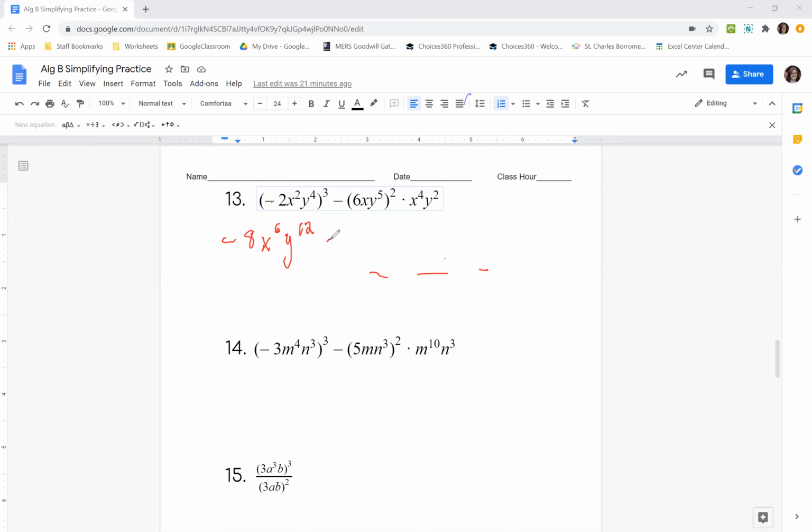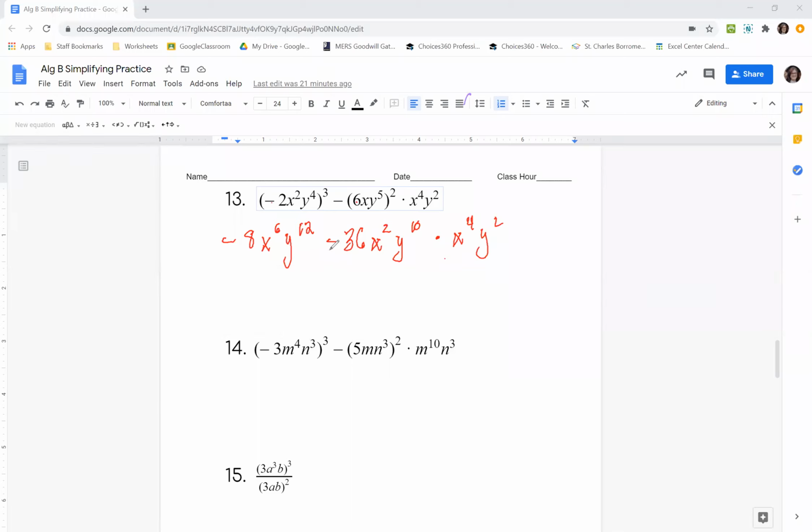Okay? Minus, so we have 6x y to the 5th raised to the 2nd. So 6 squared is 36. X squared is just x squared. And y to the 5th raised to the 2nd is y to the 10th. And then times, remember that little dot means times, x to the 4th y squared. Okay. All right. So what do we have left?